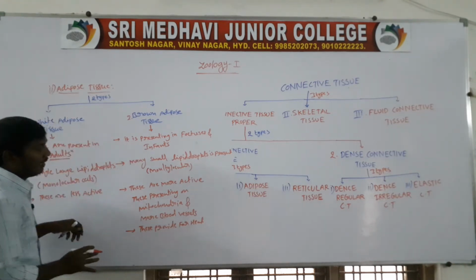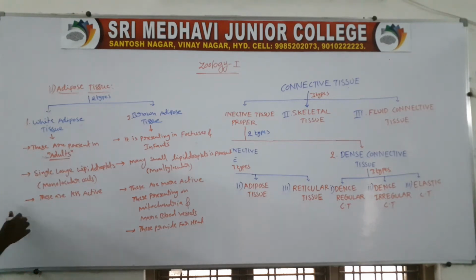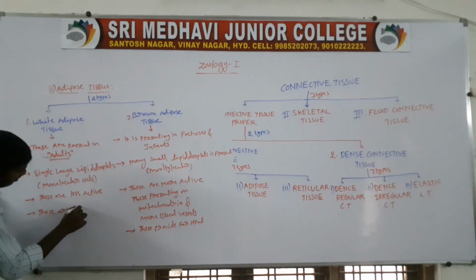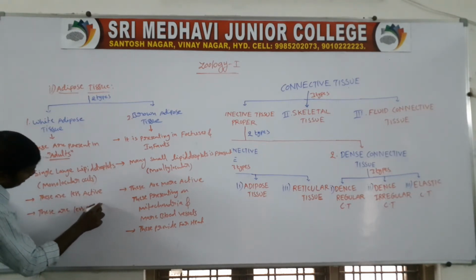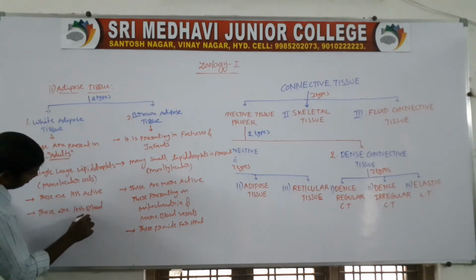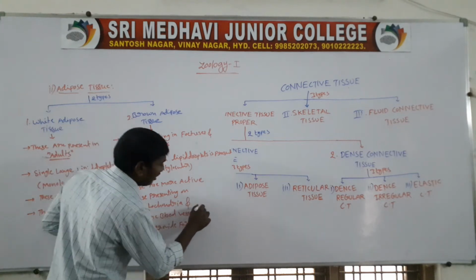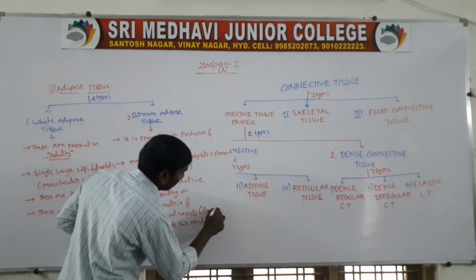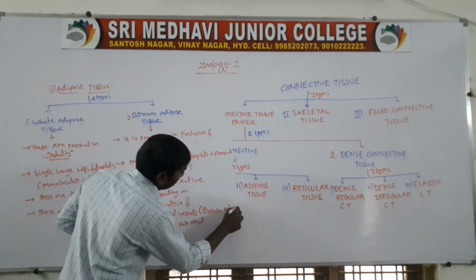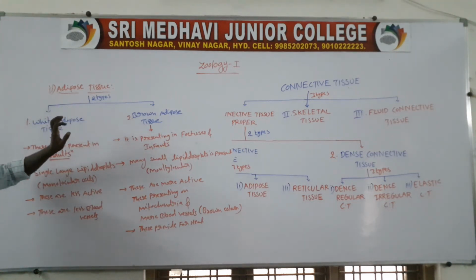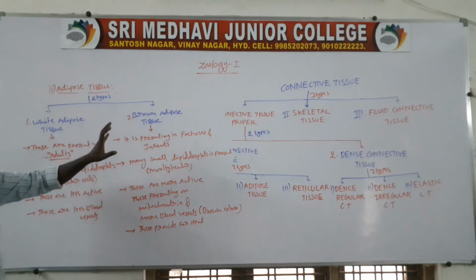They also protect from the heat. White adipose tissue has fewer blood vessels. Brown adipose tissue has more blood vessels, which is why it is brown in color. So, these are the differences between white adipose tissue and brown adipose tissue.